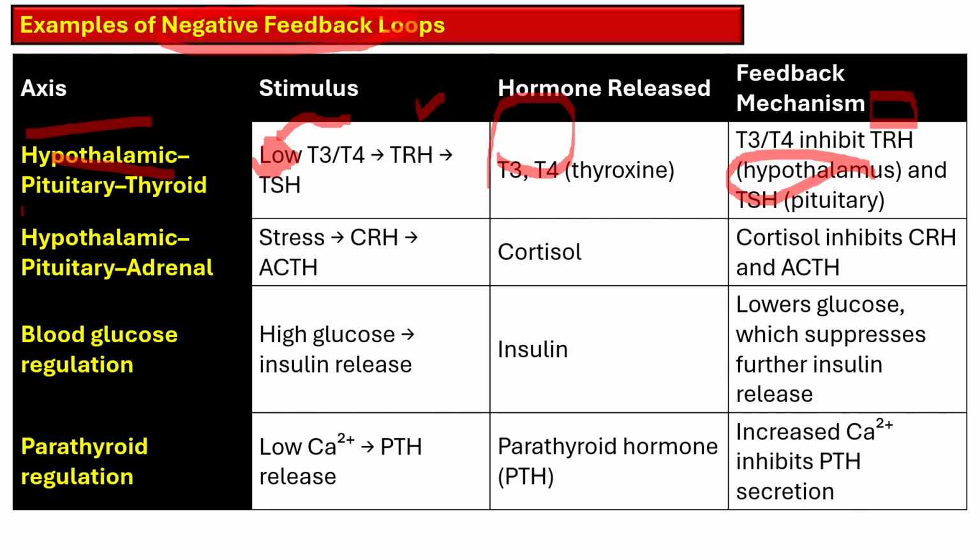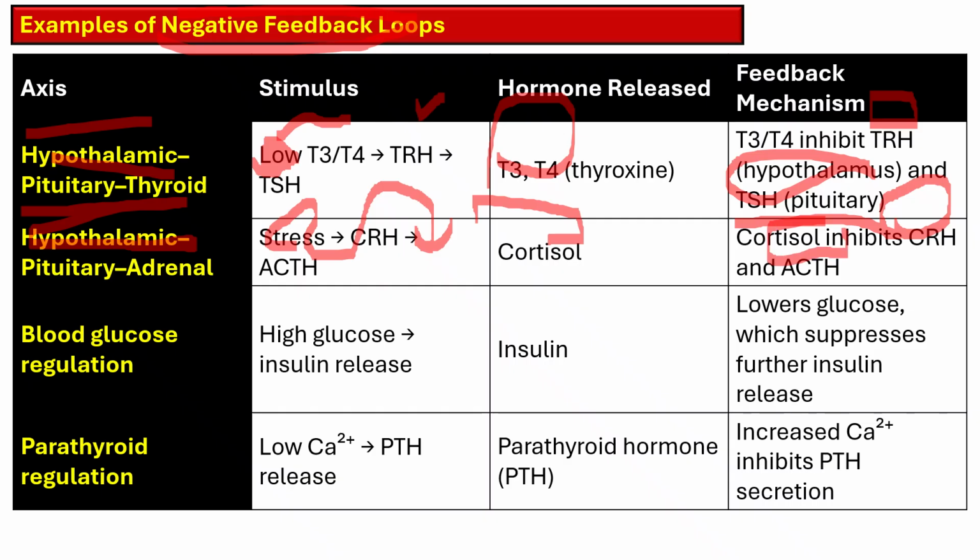Then there is another axis, the hypothalamic pituitary adrenal axis. Here, due to stress, corticotropin releasing hormone is released, and this causes the release of adrenocorticotropic hormone. This adrenocorticotropic hormone causes the release of cortisol, and the cortisol concentrations will inhibit the releasing hormone and adrenocorticotropic hormone.